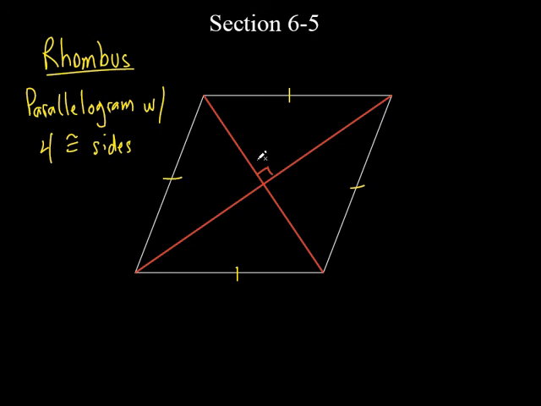So when is this only true? The diagonals make a right angle right here only when it's the diagonals of a what? Of a rhombus.